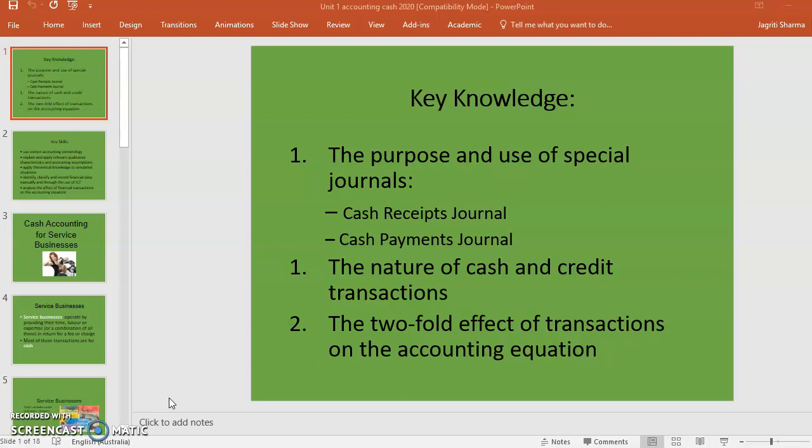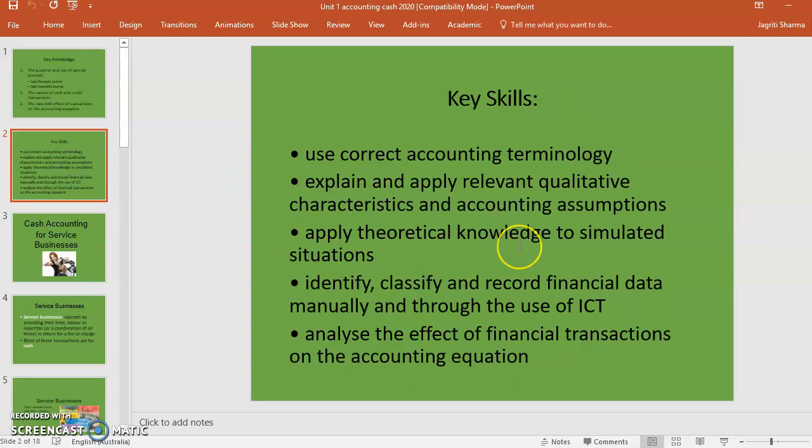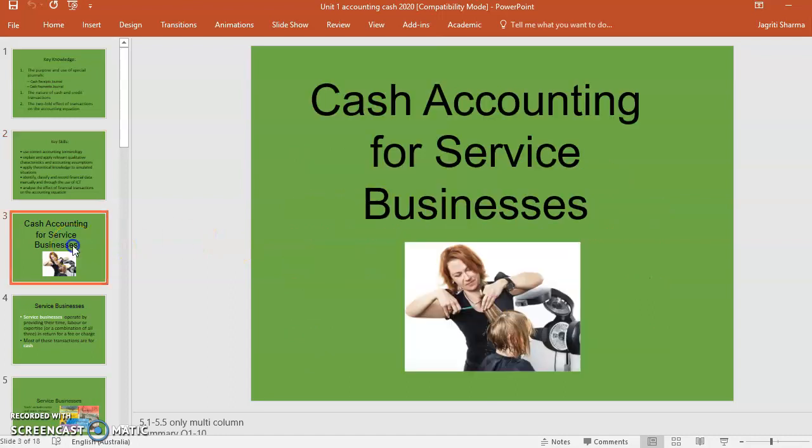These are the key skills that you require. But I'm not going to go through them just yet because I'm just going to go through the content quickly.